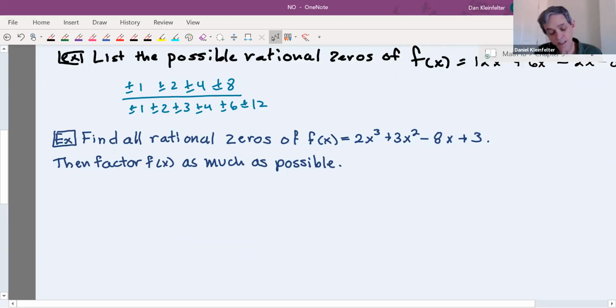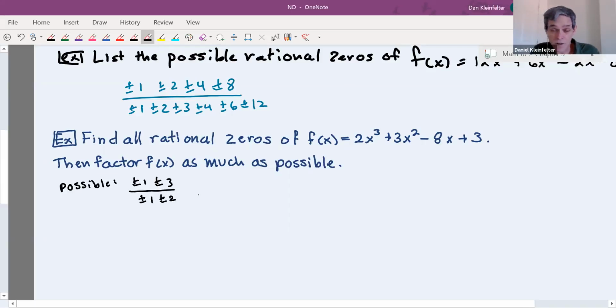So first thing to do is write down what the possible rational zeros are, according to the rational zeros theorem. So the factors of 3 will make up the numerators. So plus or minus 1, plus or minus 3. For the denominators, it's just going to be factors of 2. So that will be plus or minus 1, plus or minus 2.